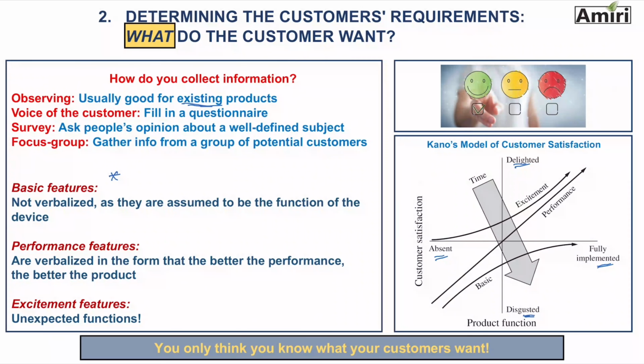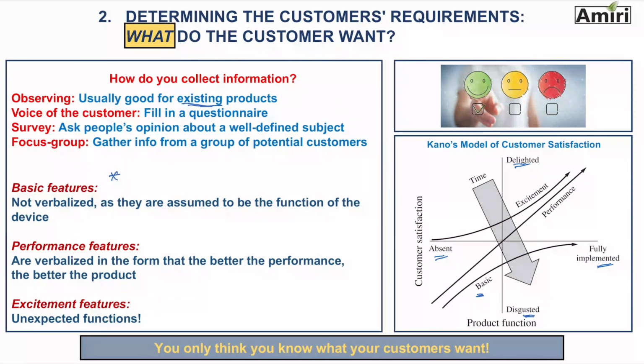Three main features we define for a product. Basic feature is something you expect out of a product. If you buy a car, you expect it to drive. You expect it to have brakes. You expect it to have comfortable seats. You expect it to have a good steering wheel. So those are basic features that come with a car. Those are usually the functions that are not verbalized. So now let's look at the basic line.